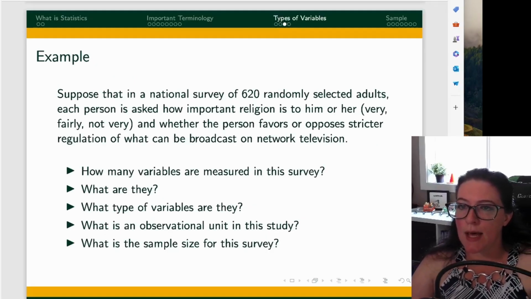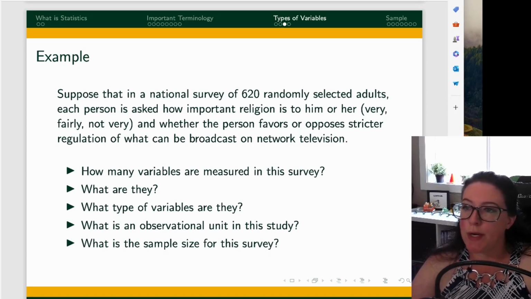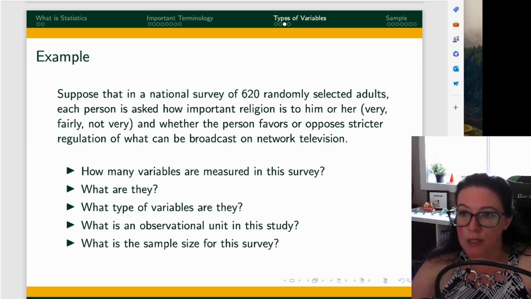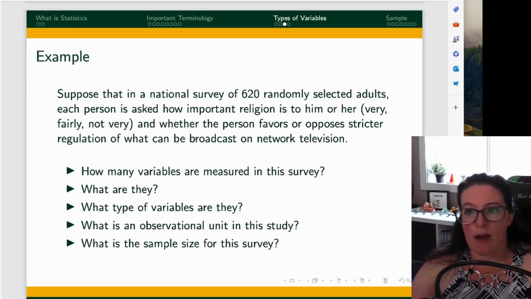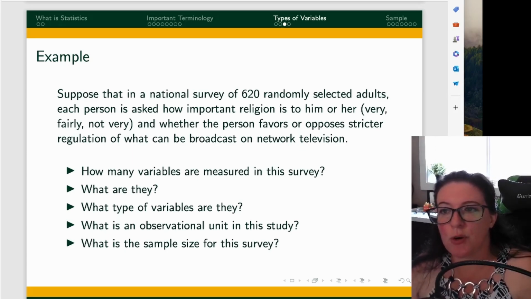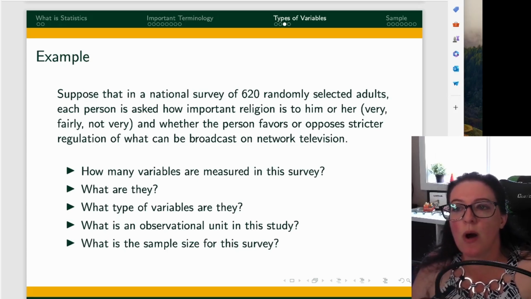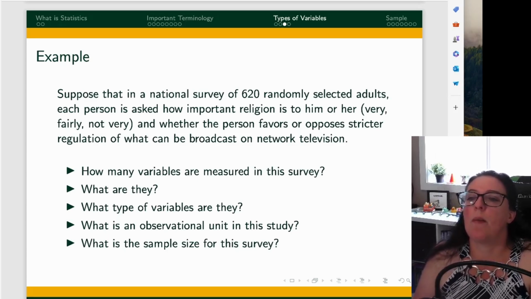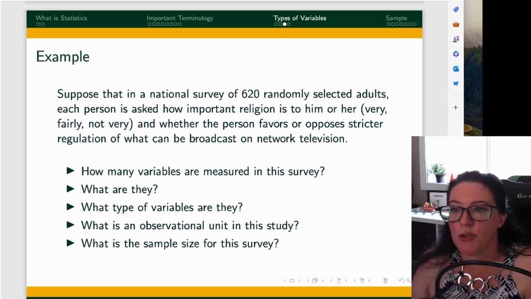So let's look at an example. Suppose that a national survey of 620 randomly selected adults, each person is asked how important religion is to them, very, fairly, not very, and whether the person favors or opposes stricter regulations of what can be broadcast on network television. So when we look at this example, how many variables are measured in this survey?